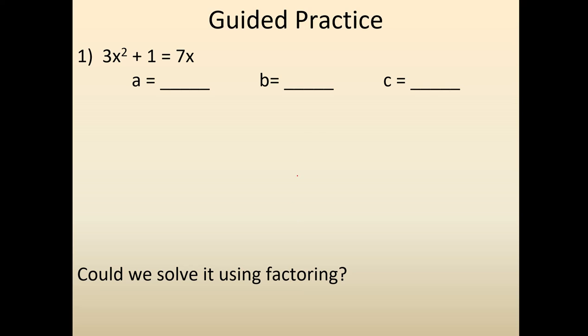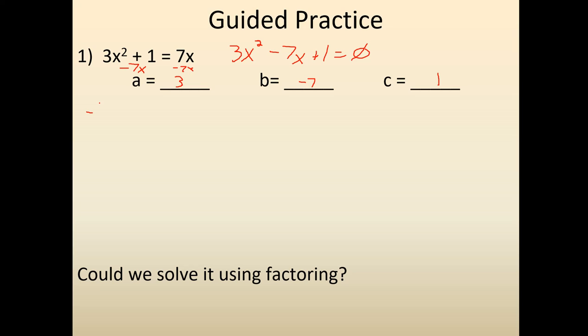All right. So what you're going to do is rewrite this equation so it's in standard form. So what I'm going to do is subtract the 7x over to the other side. And I'm going to have 3x squared minus 7x plus 1 equals 0. Remember, it doesn't work unless this is 0. So my a term is 3, my b term is negative 7, and my c term is 1.